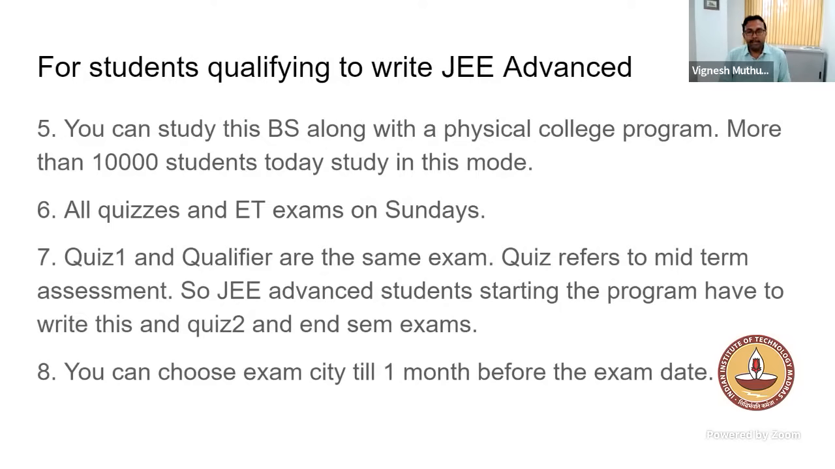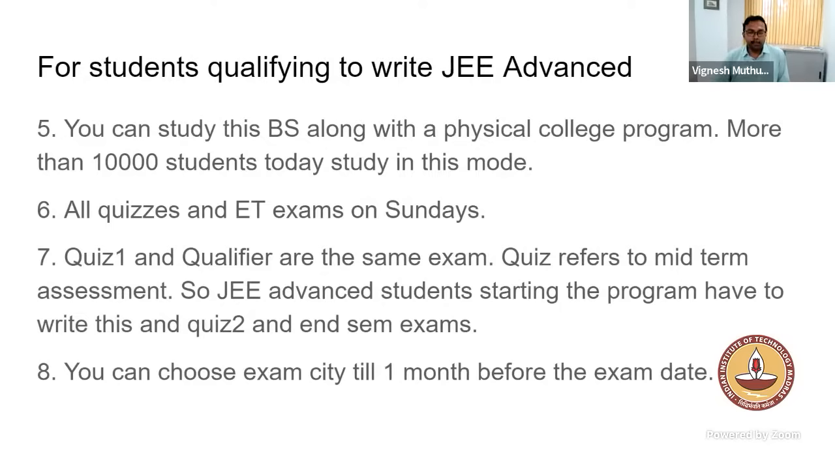So you can choose to do any number of courses out in the first term. You don't have to do all four courses. You can choose to do two, three, or one course as well. And you can appear for the quiz one and then take the quiz two and the end term exam. So the advanced qualified students who start the program in June will be appearing for the quiz one, which will happen sometime in July. And then quiz two, which will happen later, and the end term exam as well.